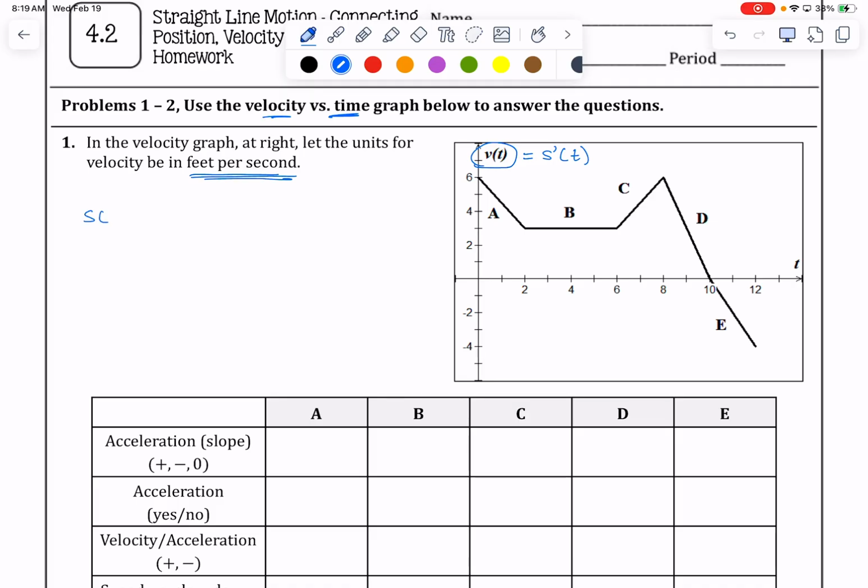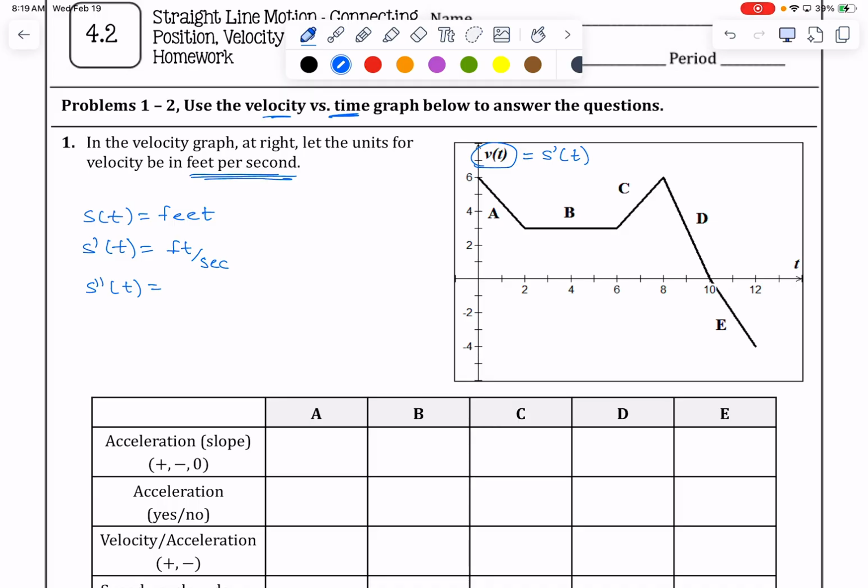So that means position would be just feet. If you go back, position would be measured in feet. Velocity, which is the derivative of position, will be feet per second. What would the units for the second derivative of position be, which is acceleration? What would the units be for acceleration?